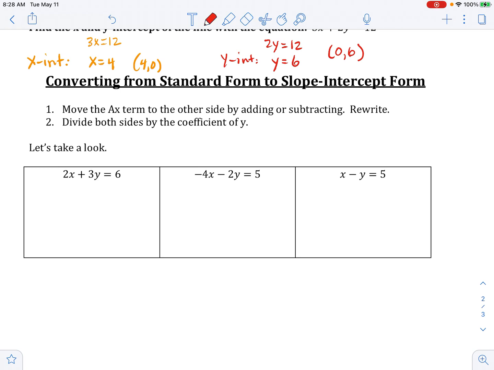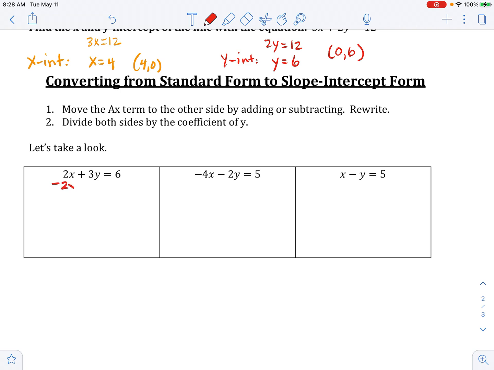If we're trying to isolate y, we need to move the x term to the other side by adding or subtracting it. And then we're going to rewrite what we have. And then we're going to divide both sides by the coefficient of the y term. So if we look at a few examples here, let's look at the first box, 2x plus 3y equals 6. We'll take that same one we used before.